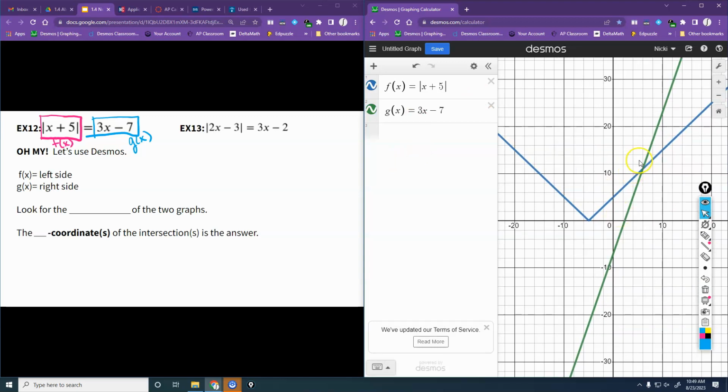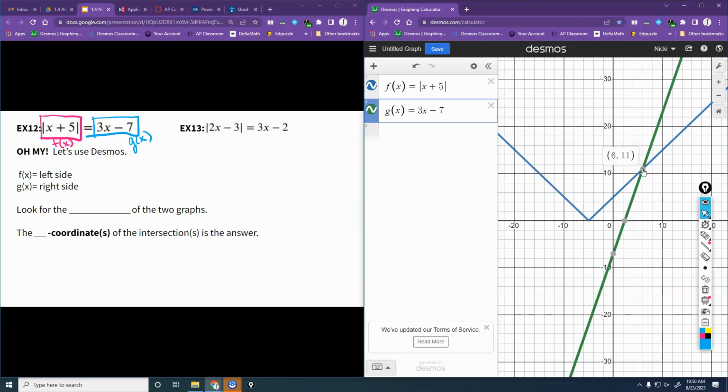No. When you have absolute value, it's going to be that V graph. We're going to talk about that more whenever we do graphing with these. And 3x minus 7 is just a line, so it's not like this is going to turn back up and hit somewhere. So I've only got one answer for this. What is the answer? It's 6.